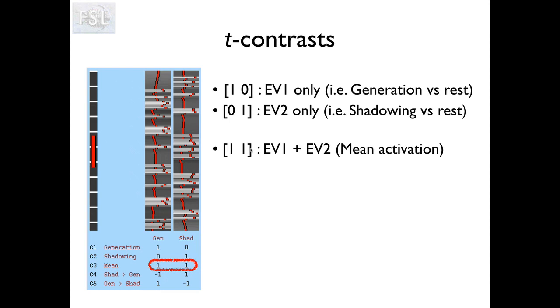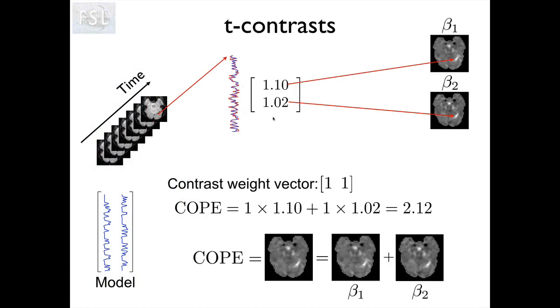Right, so we can also do another t-contrast. We can look at the mean activation, so that would be the contrast 1, 1. What we're doing there is simply looking at the average of the two. So let's have a look at that. We're now looking at a different part of the brain. We have a contrast weight vector 1, 1. That means that the cope, the contrast of parameter estimates, is 1 times beta 1 plus 1 times beta 2, i.e. it is the addition of beta 1 and beta 2 that gives us the cope.